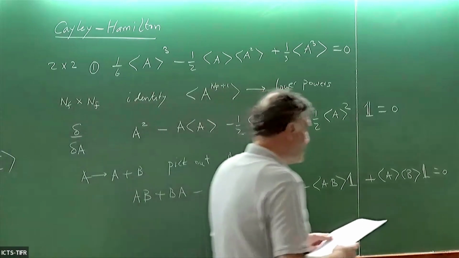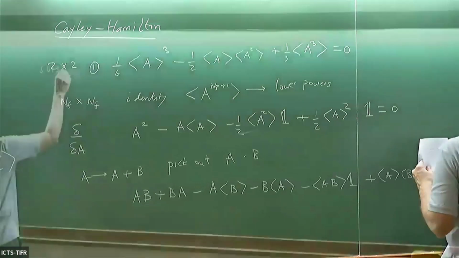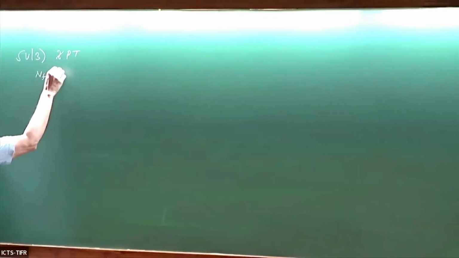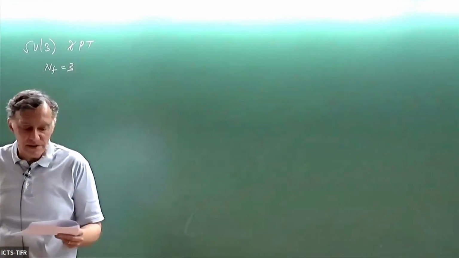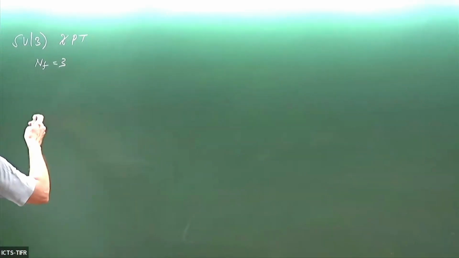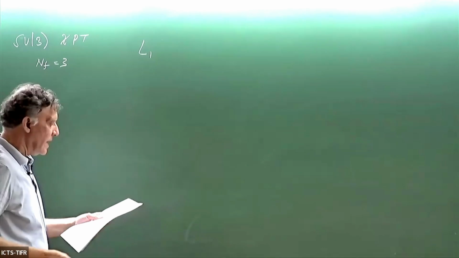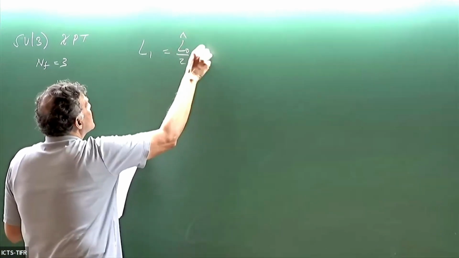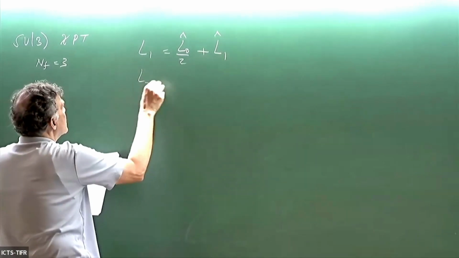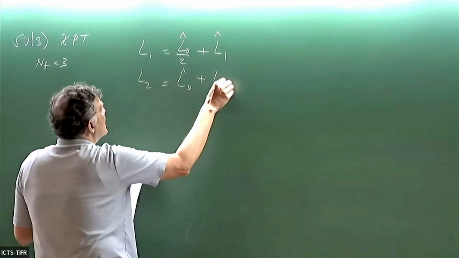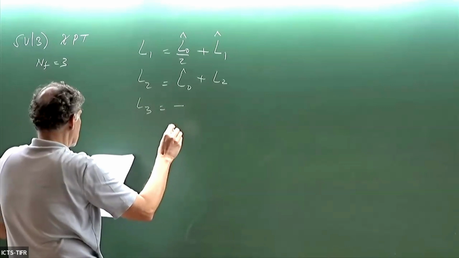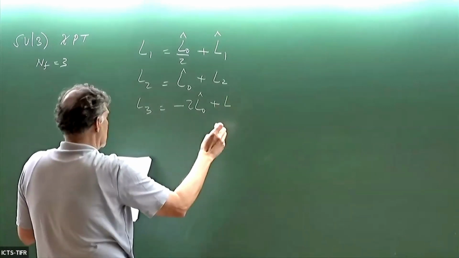So then you can go to SU3 chiral perturbation theory, where NF is 3. And you use the 3x3 version of this identity, which I haven't written down. You can look in this Bijnens, Colangelo, Ecker paper. But if you do that, then these 4 terms are not independent. And basically you can rewrite L0 as some combination of these. So the perturbation coefficients for SU3 are called L's but without a hat. And L1 is L0 hat over 2 plus L1 hat. L2 is L0 hat plus L2 hat, and L3 is minus 2 L0 hat plus L3 hat.